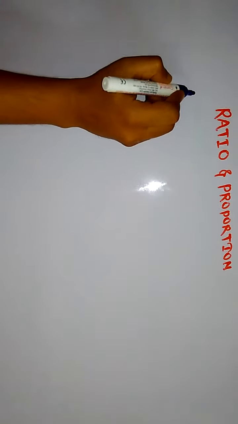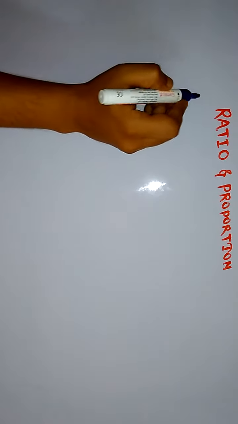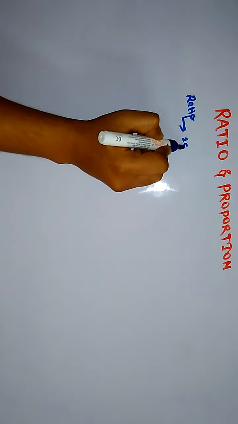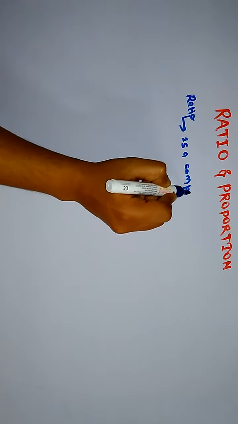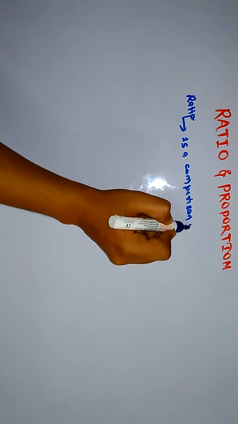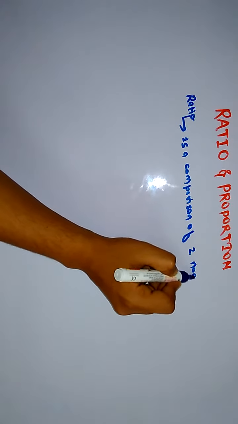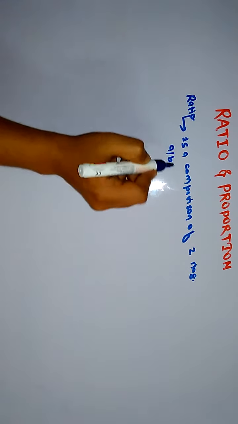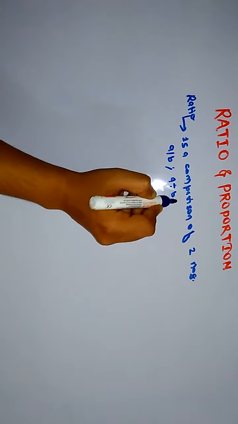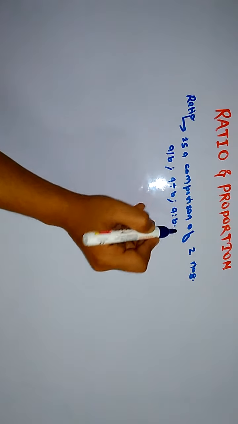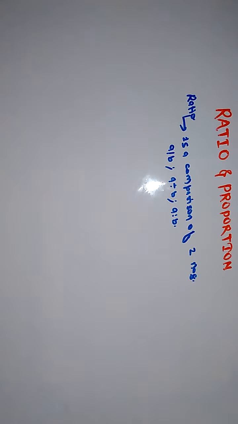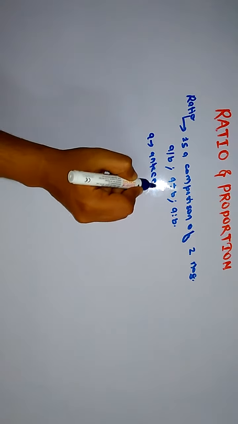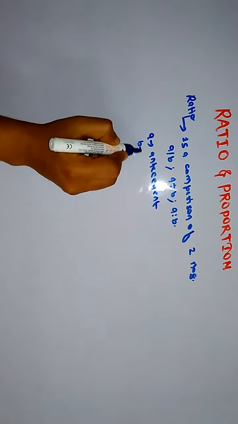Ratio is a comparison of two numbers. It is represented by a by b, or a divided by b, or generally by a is to b. Here a is termed as the antecedent, and b is termed as the consequent.